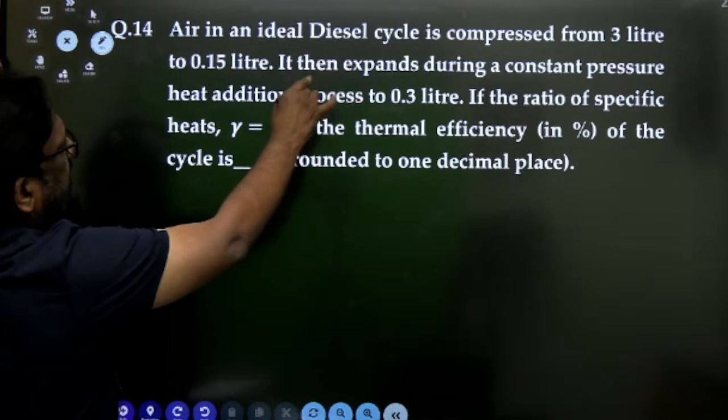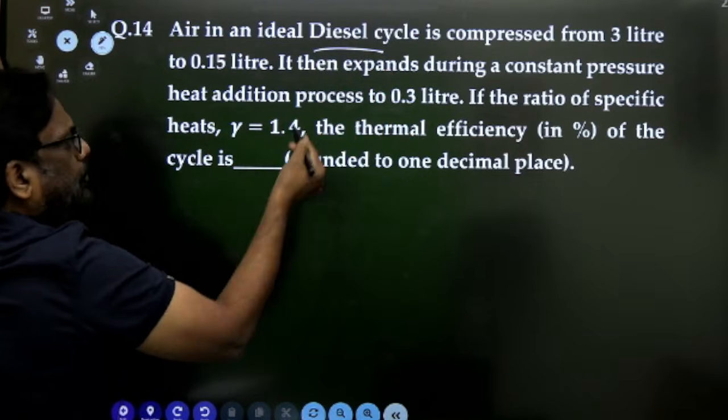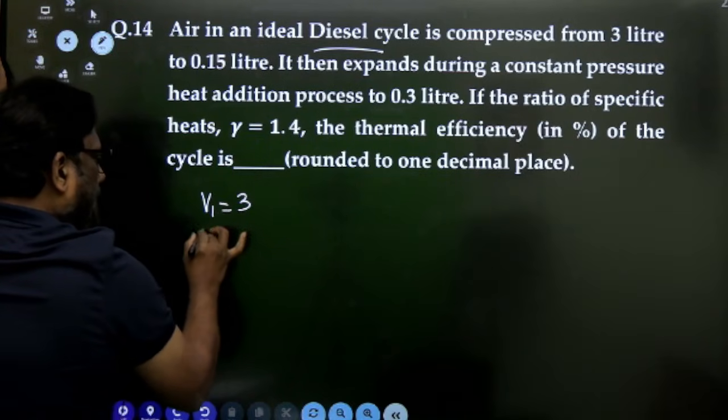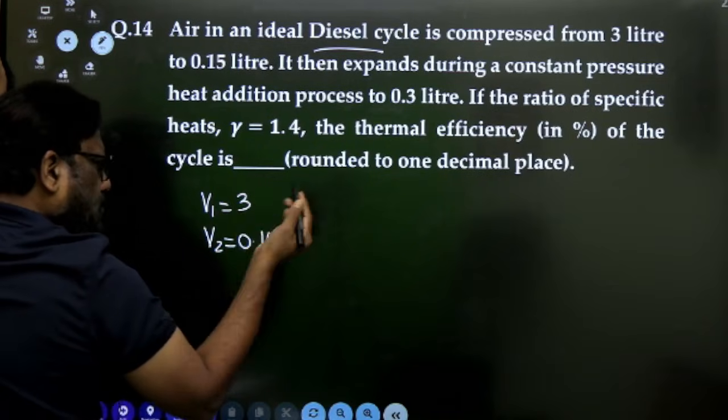Diesel, it is a diesel cycle. The air is compressed from 3 liter to 0.15. So volume before compression is 3 liter. Volume after compression is 0.15 liter. Both are in liter, so no need to convert.